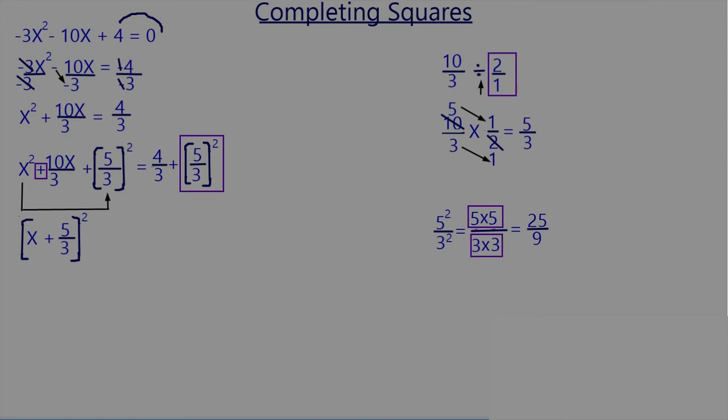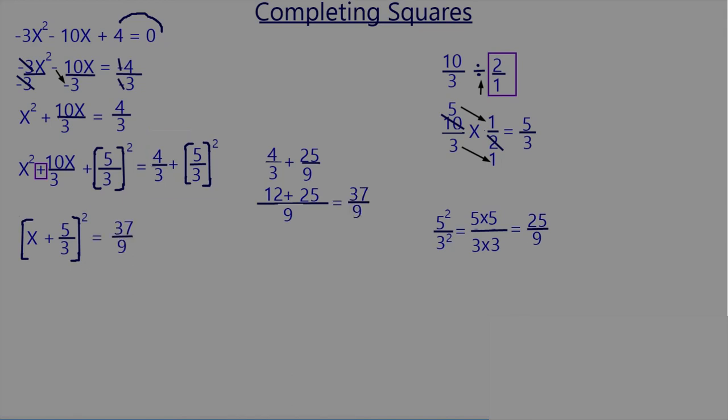We can now add the fractions together. The LCM of 3 and 9 is 9. 9 divides into 3 goes 3 times. 3 multiplied by 4 gives 12. 9 divides into 9 goes 1 time. 1 times 25 gives 25. 12 plus 25 equals 37, and we place 37 over 9.